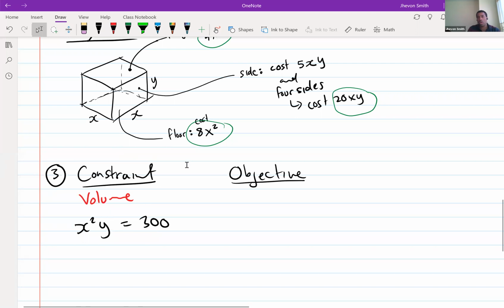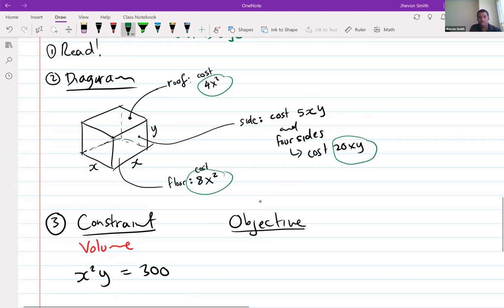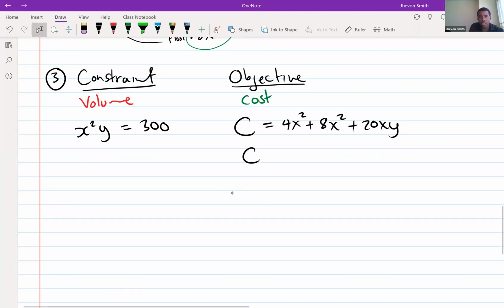Now your objective is what you want to maximize or minimize. So now you realize that over here, it asks you to find the dimensions of the most economical shed. This tells you that cost is the objective. You want to be most economical. So you want to know how to describe the cost here. Now, of course, the cost is just going to be the sum of all the costs. The cost of the roof plus the cost of the floor plus the cost of all four sides. So this is C is equal to 4x squared plus 8x squared plus 20xy. Or that means your cost is 12x squared plus 20xy. So that would be your constraint and your objective equation.